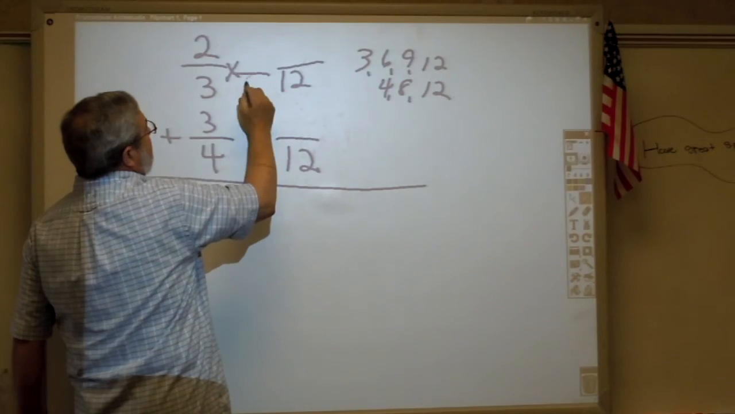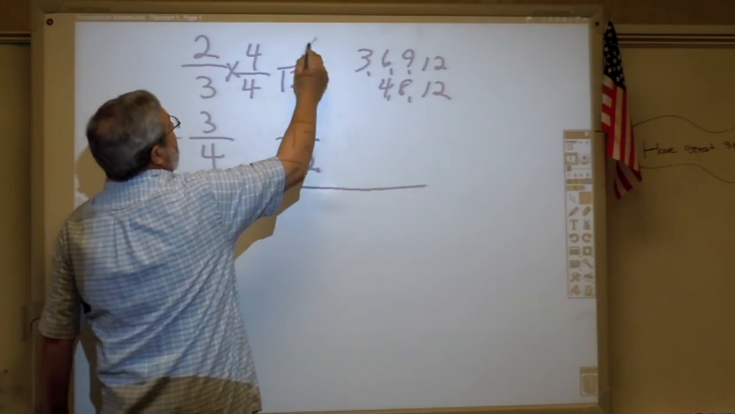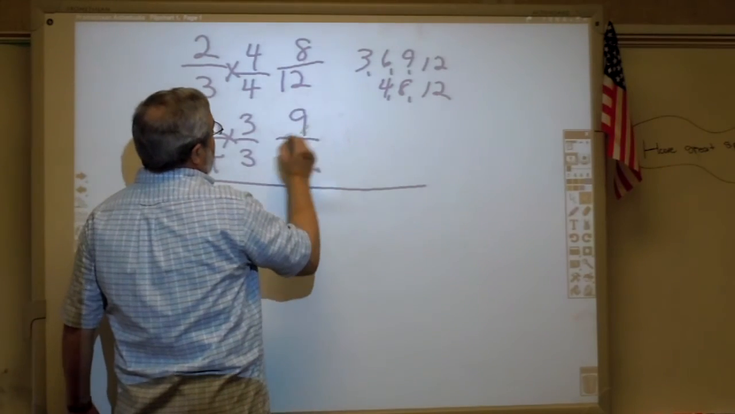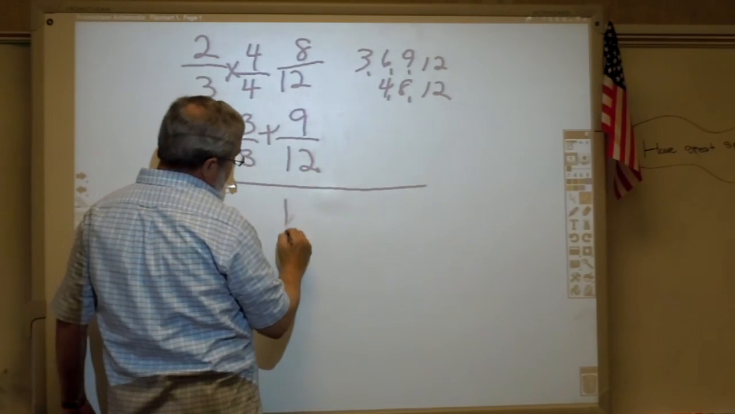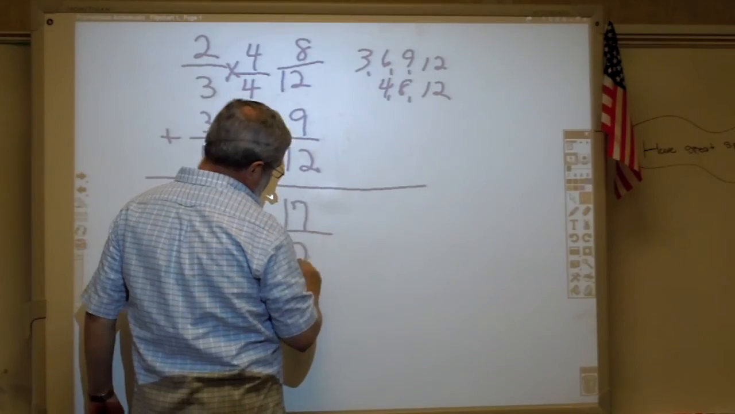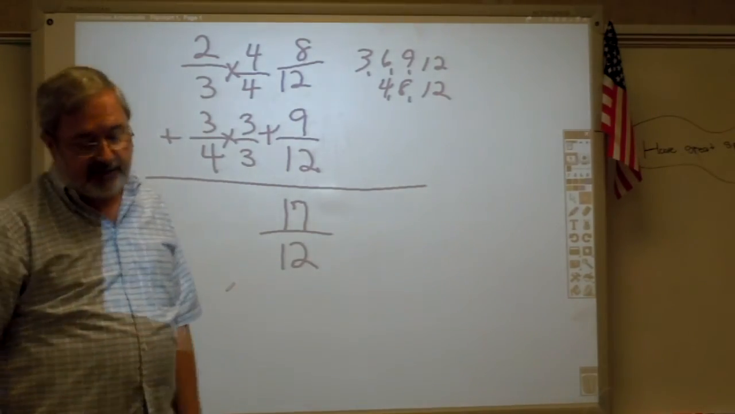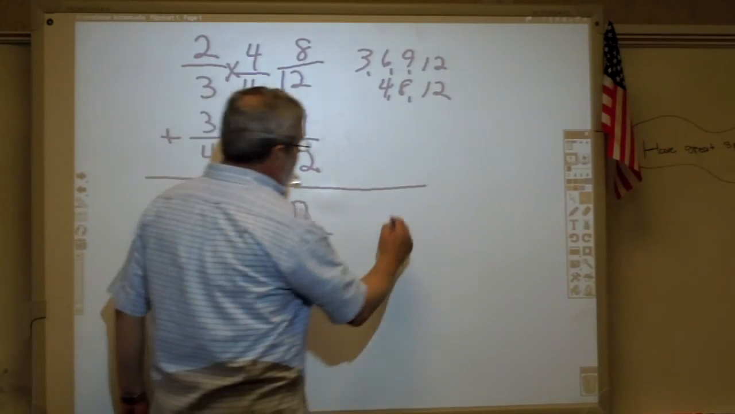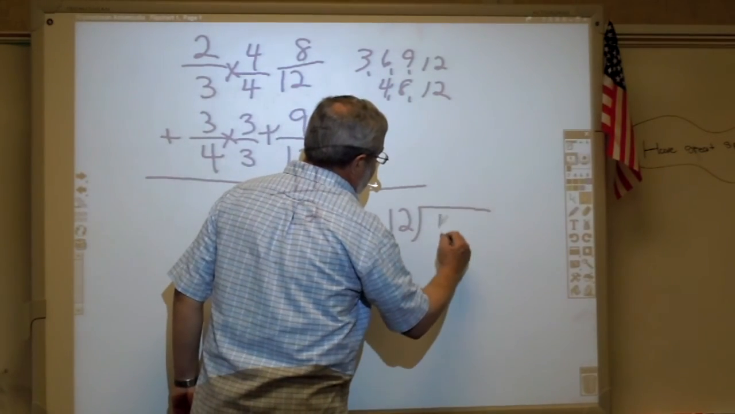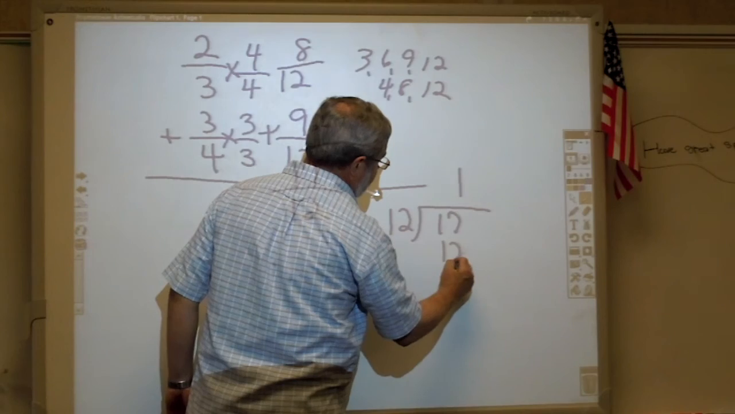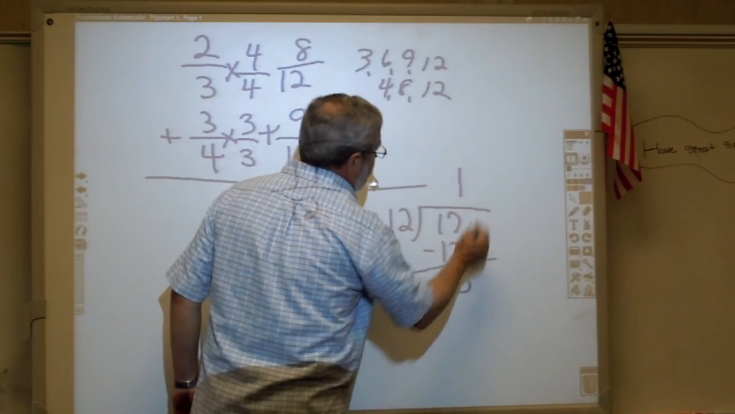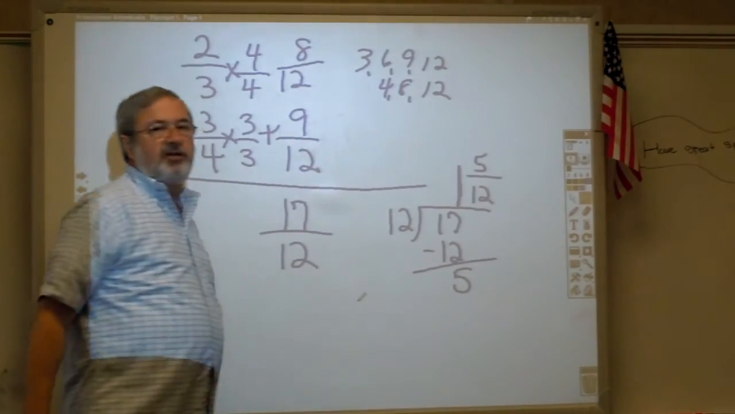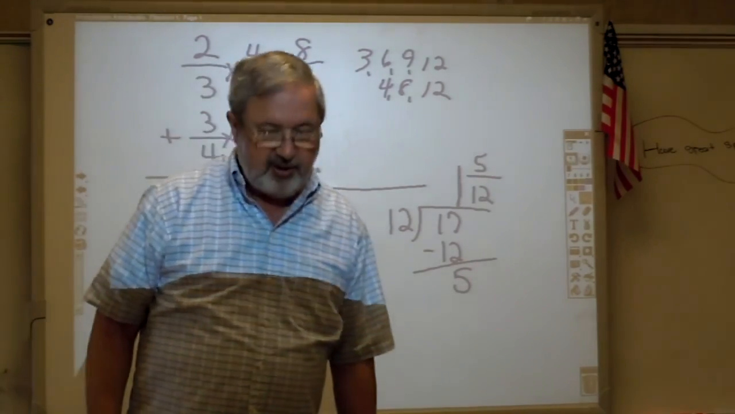Equivalent fraction. Add that together. This time I get 17/12. Again, I have an improper fraction that I cannot leave in that form. So I must divide 12 into 17. If I do that, this is what I'll have left over. And if that's what you had, you did a good job on that once again.